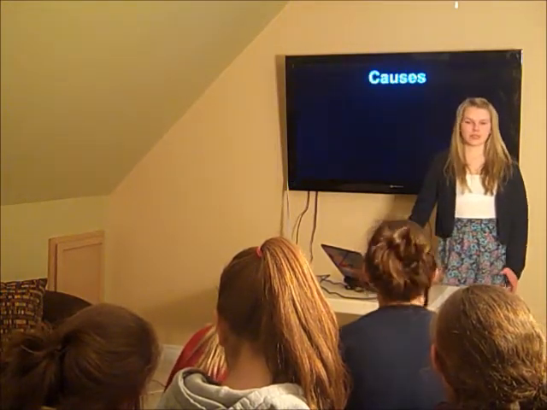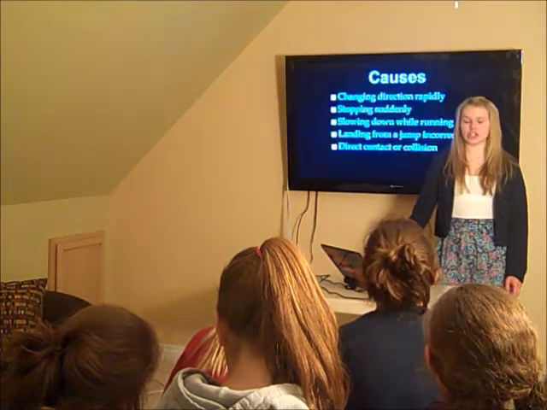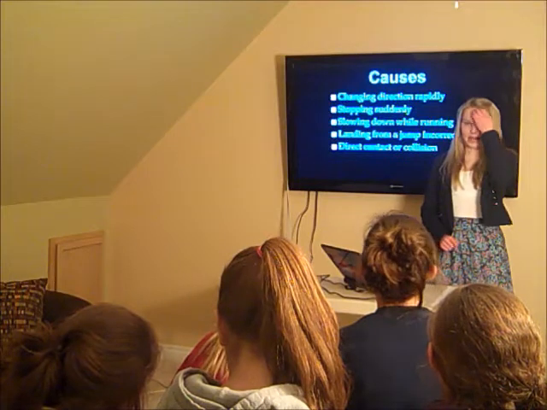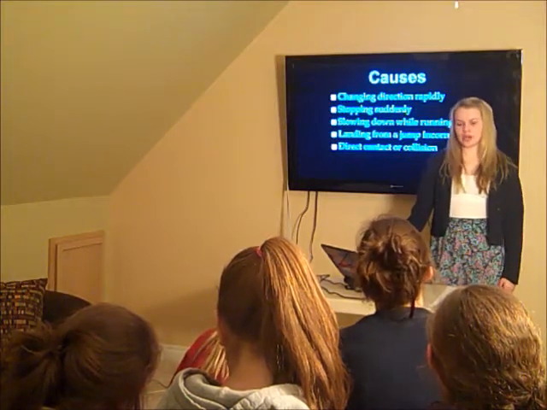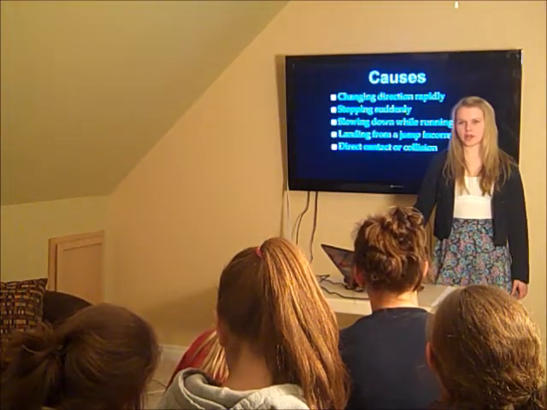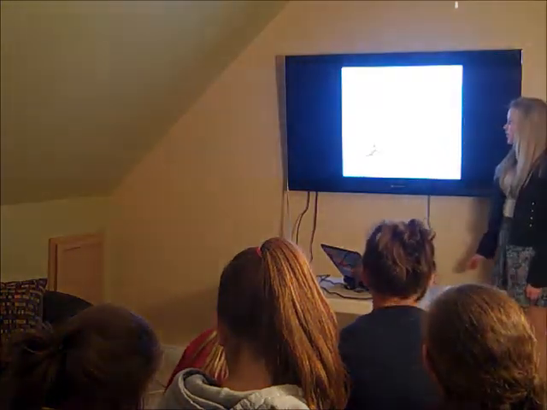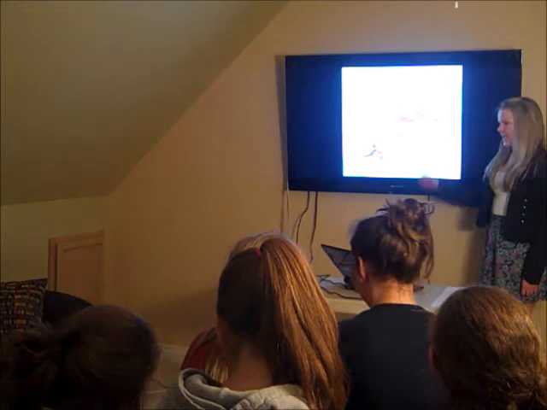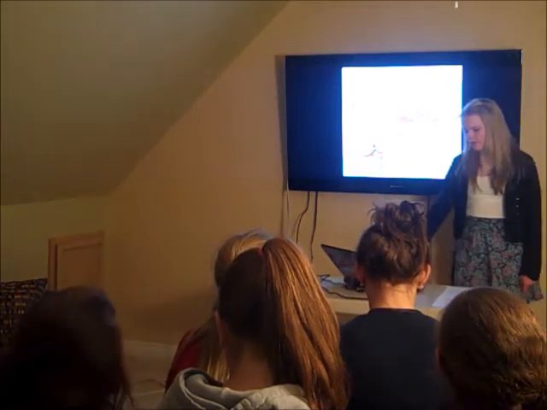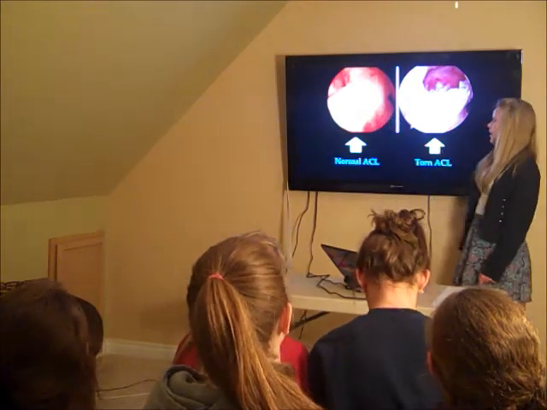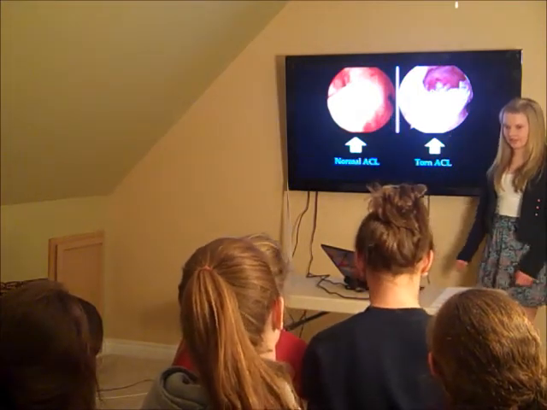Some of the causes of injuring your ACL are changing direction rapidly, stopping suddenly, slowing down while running, landing from a jump incorrectly, or direct contact or collision, such as in football. In this picture, you can see what a normal ACL looks like, and this is what it would look like if it was torn. Here's an image from inside somebody's knee of a normal ACL and a torn ACL, and you can see the difference between the two.